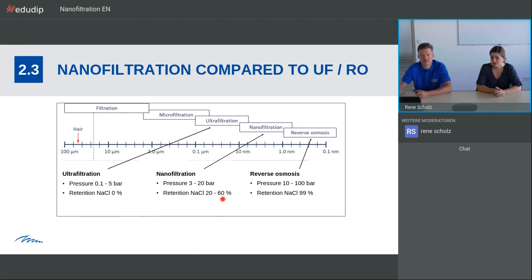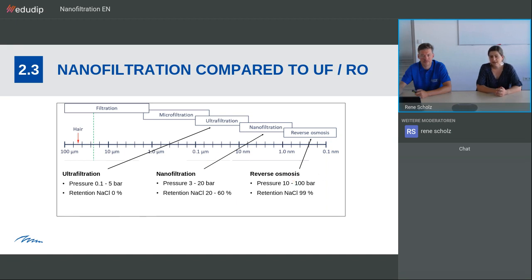This is a lot more than ultrafiltration, obviously, but a lot less than reverse osmosis, which removes practically all the sodium chloride present. On the other side, reverse osmosis also has a higher pressure, from 10 to 100 bars, depending on the salt concentration in the feed. So if we want to do a seawater desalination with reverse osmosis, we would rather need 80 bars. If you want to do drinking water, we would probably be rather in the range of 10 bars.